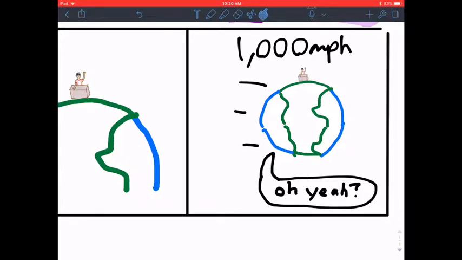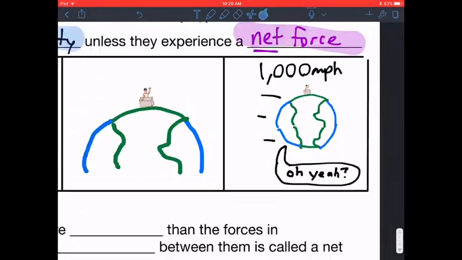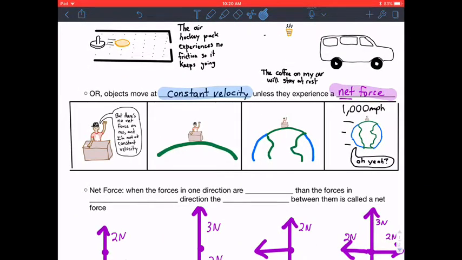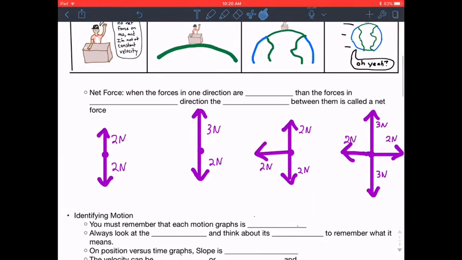So while you might be or seem to be at rest compared to all the things around you when you're sitting in a chair, you're actually moving at constant velocity, and really everything is always moving at constant velocity. And that's what Newton's law is about. Everything moves at constant velocity. The only way to change that is with a net force. So now we need to learn what a net force is.